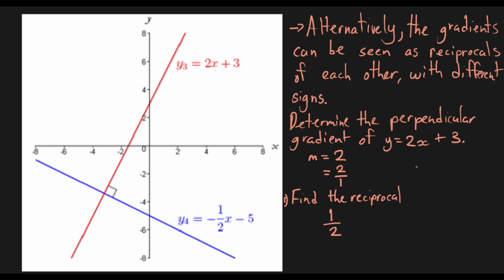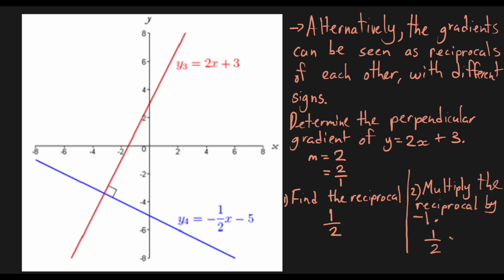The next part is to multiply the reciprocal by negative 1. So then we will have half times negative 1, which as a fraction is negative 1 over 1, times 1 over 2, which is negative 1 over 2. So if an equation has a gradient of 2, its reciprocal would be 1 over 2, and if we change the sign, it will be negative 1 over 2. As you can see here, our gradient is 2 for this red line, and the line perpendicular to it is negative 1 over 2. So take that down, and then I'll give you some examples to try, to determine the perpendicular gradient of an equation as well as the parallel gradient of the equation.